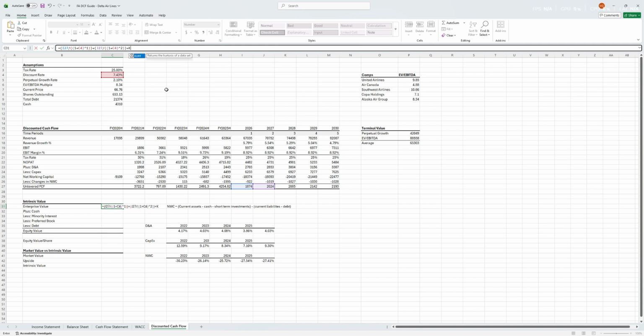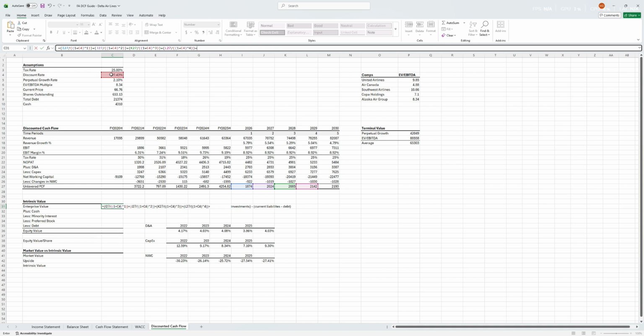And then we'll just continue this along. 3rd year's free cash flow divided by 1 plus the discount rate to the exponent of 3 years. Fourth year free cash flow, our discount rate, and that is going to be to the exponent of 4 years.